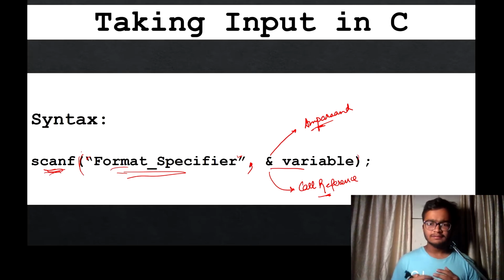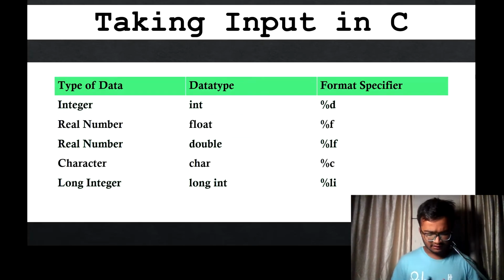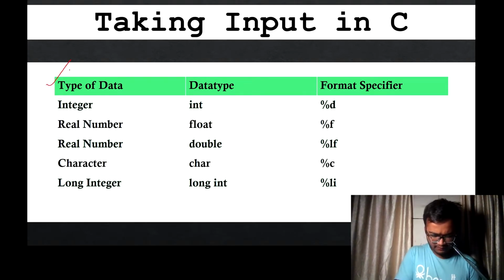So in this way we are printing or accepting input from the user. Now let's see the format specifiers a bit. We have already discussed them in the printing part.